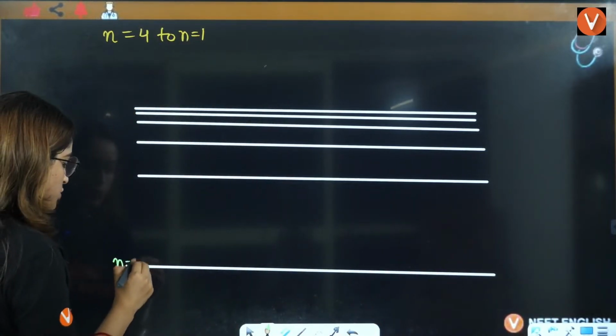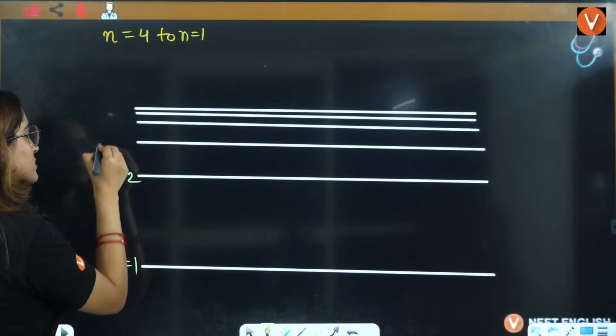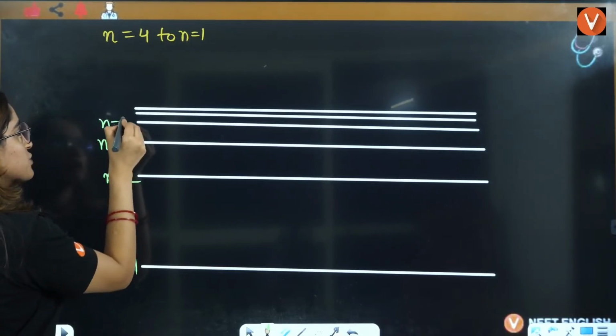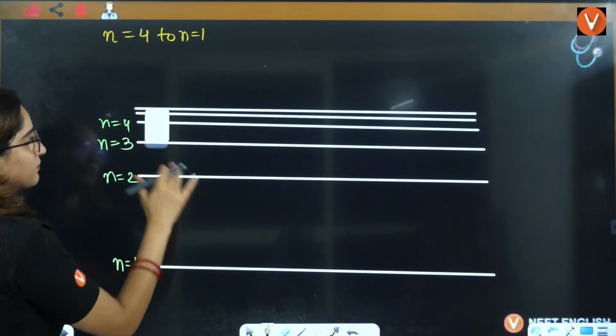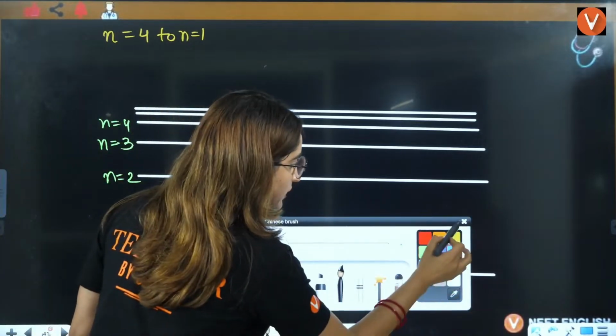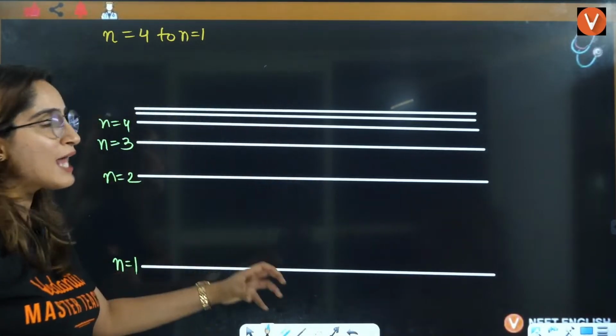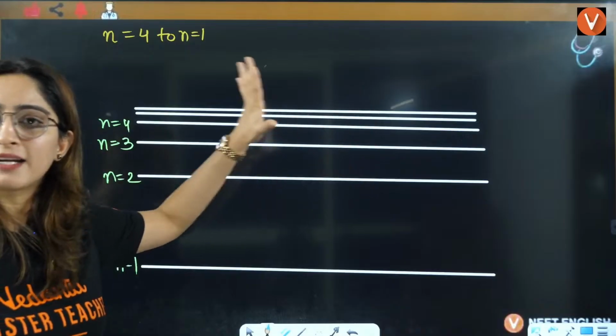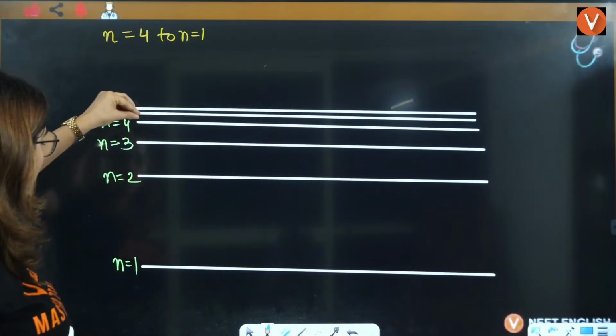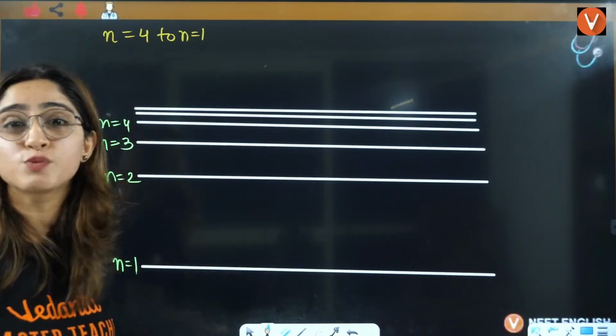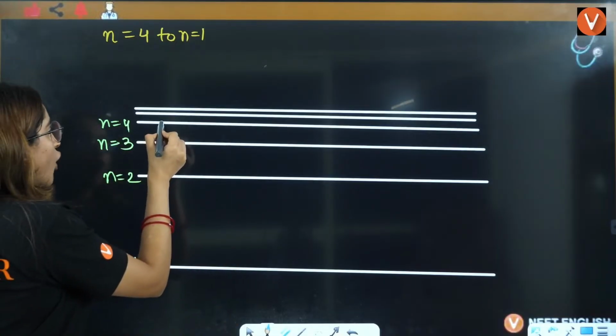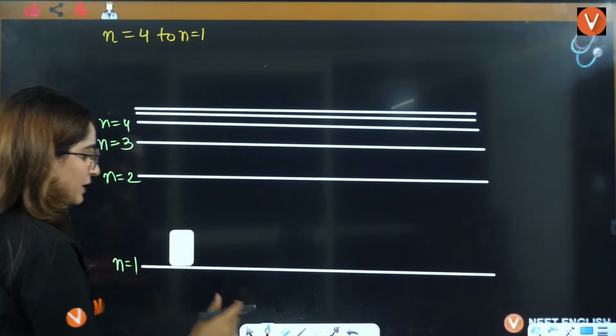This is n equals 1, this is n equals 2, this is n equals 3, n equals 4. This is the fourth line, okay? Fourth orbit. Now, calculate all the lines that are possible from n equals 4 to 1.